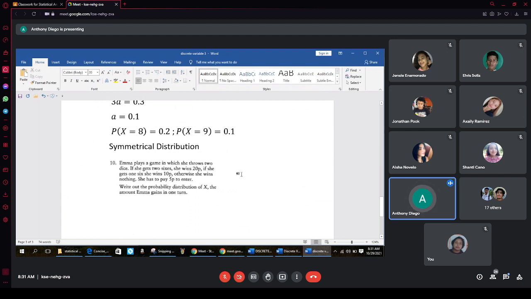It says here that Emma plays a game in which she throws 2 dice. If she gets 2 sixes, she wins 20 pence. If she gets 1 six, she wins 10 pence. Otherwise, she wins nothing. She has to pay 5 pence to enter. Write out the probability distribution of X, the amount Emma gains in one throw.